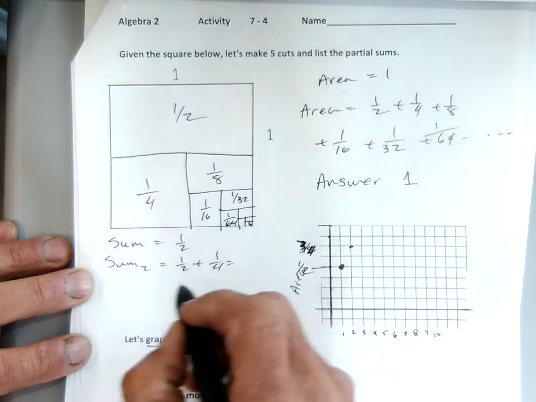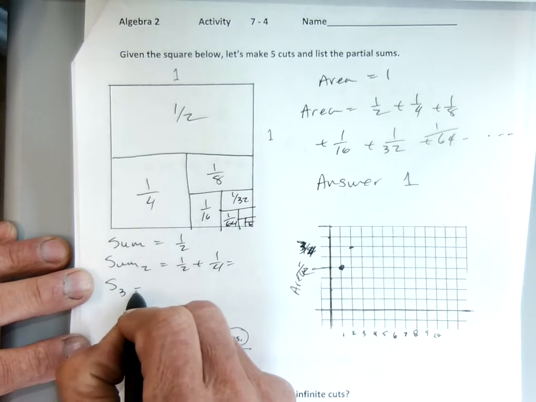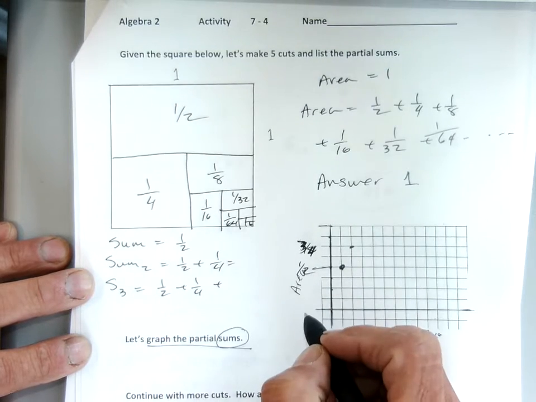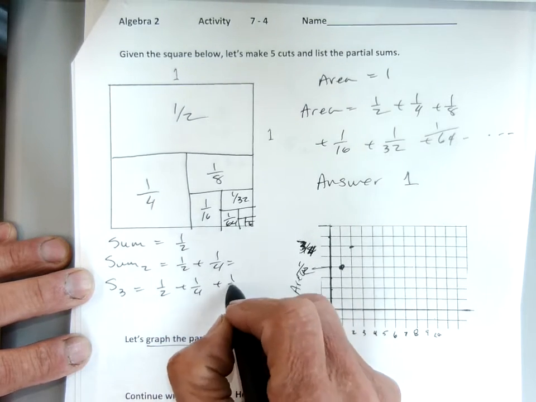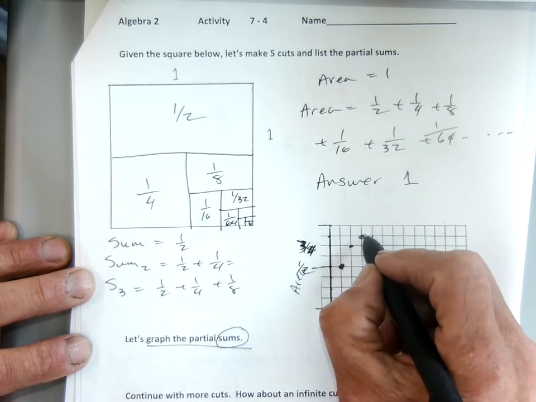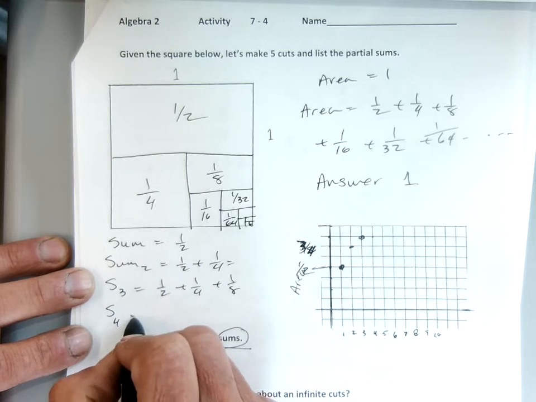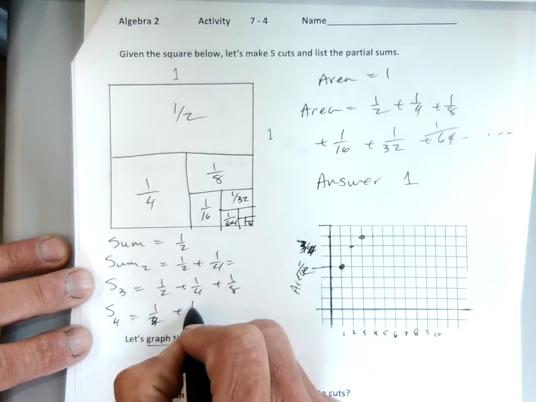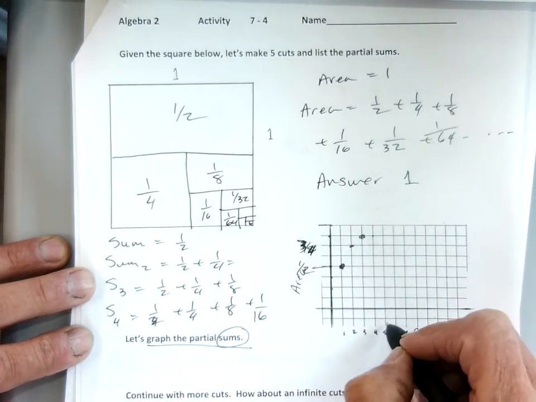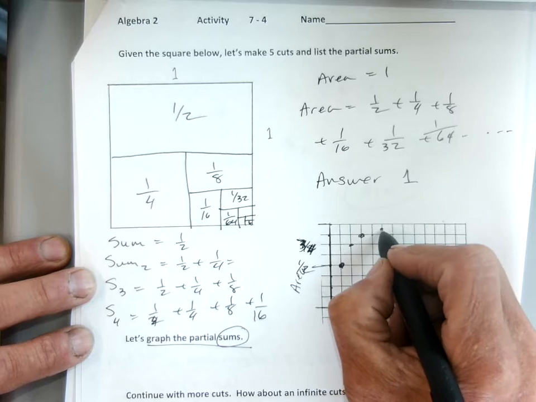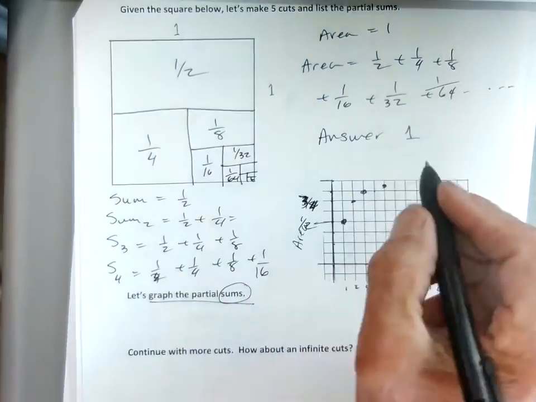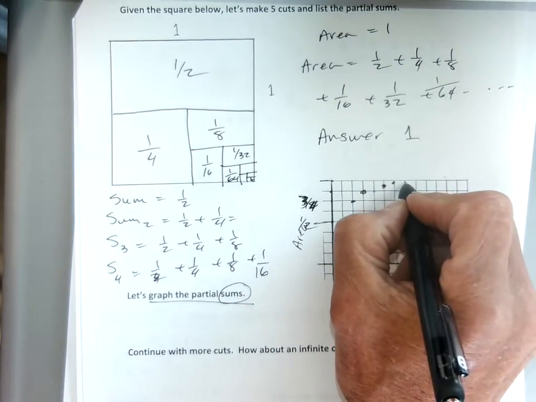So 3/4, and then sum 3 is going to be 1/2 plus 1/4 plus, what's the next one? It's going to be my 1/8. That's 7/8, right? 7/8. And then my next sum is sum 4, which is 1/2 plus 1/4 plus 1/8 plus 1/16 is 15/16, which is here. And then if I take a look at what's going on my graph, the next one's technically going to be here, here, and here, and here.